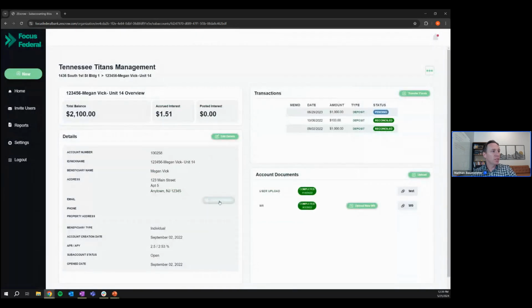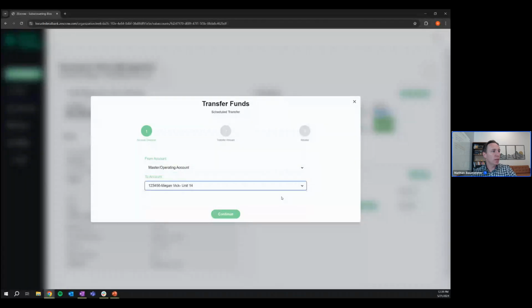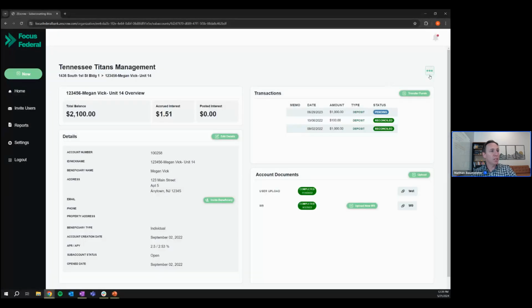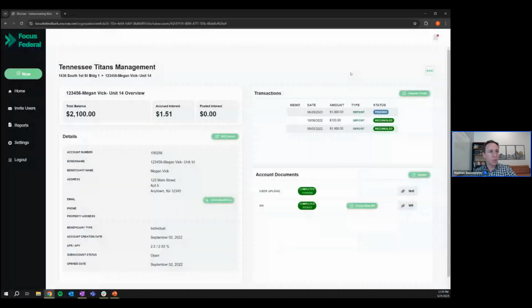I have the ability, as I showed you before, to invite that beneficiary. I could also transfer the funds. So I could move the funds from the master account into a sub account, or vice versa. Have the ability, again, to do all of this from a self-serve perspective, inclusive of closing the account, which also calculates any interest as well as any splittings that come from that setup for the particular account.